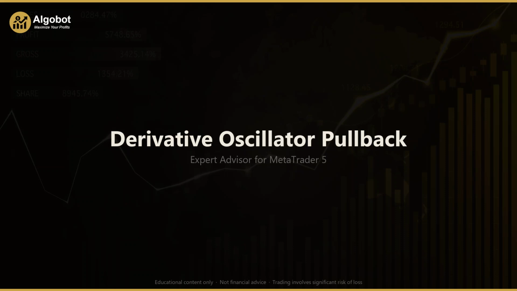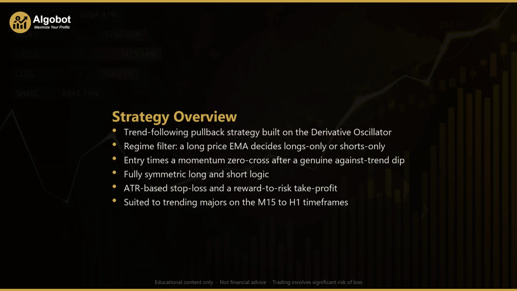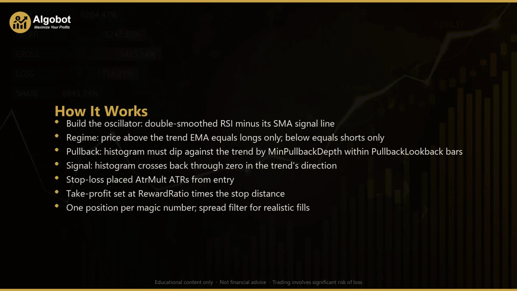Over the next few minutes, we'll break down how the oscillator is constructed. Let's start with the big picture. The Derivative Oscillator Pullback is a trend-following, pullback timing strategy. Its whole philosophy is that markets spend long stretches trending, and one of the most studied ideas in trend trading is entering. Let's walk through the exact logic, step by step.